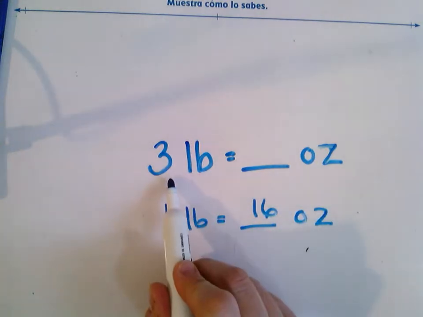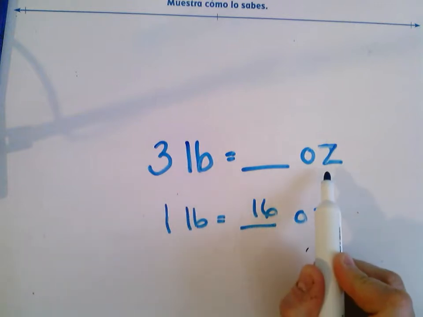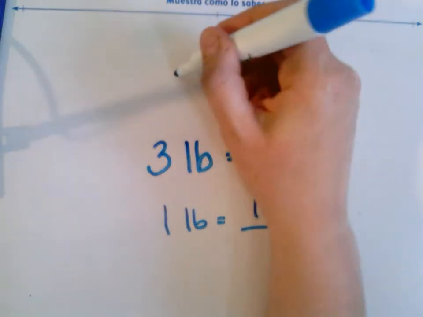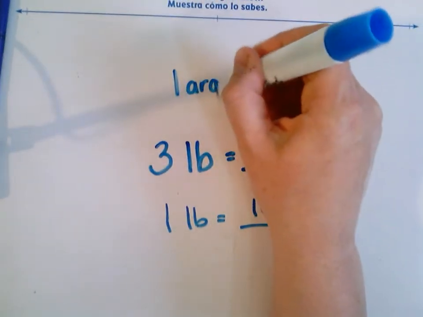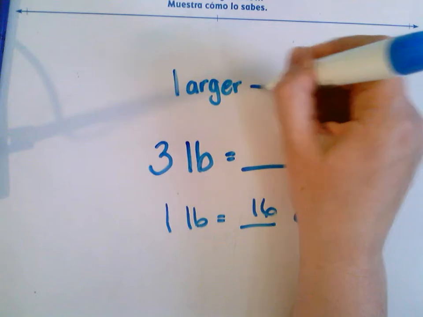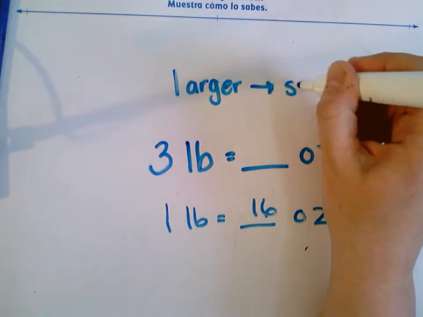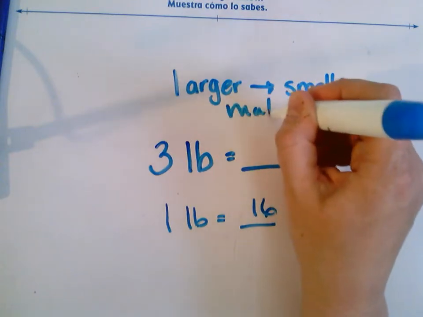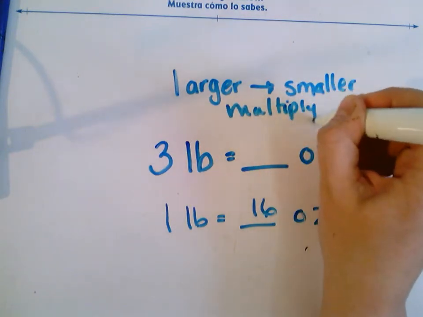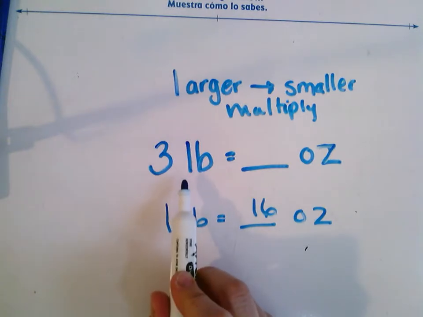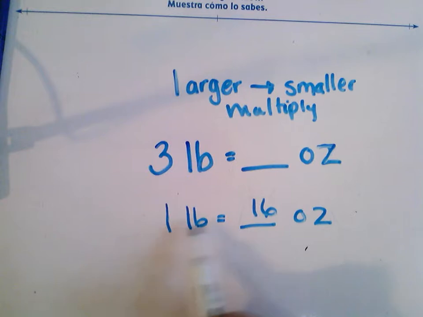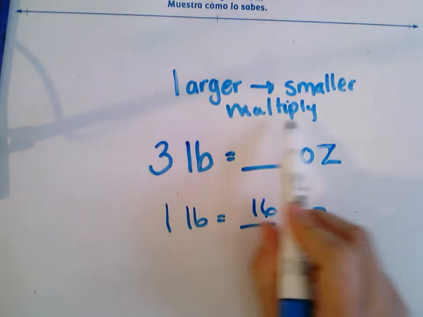And here I know pounds, I'm looking for ounces. Pounds are larger than ounces. So whenever I go from a larger unit, and I'm trying to find a smaller unit, I'm going to multiply. So I know my pounds. I have 3 pounds. I'm trying to figure out how many ounces it is. And I can even tell 1 pound is 16 ounces. So look, it got bigger. So I'm going to be multiplying.